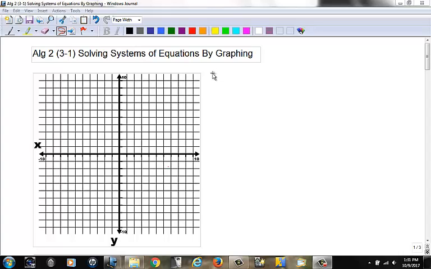Okay, this is for section 3.1, and I'm actually going to split this up, and it should be some review of what you did in Algebra 1. The first part that we're going to do is solving systems of equations, where two equations, two unknowns, we're going to solve by graphing. And am I right? You did that in Algebra 1? Where you graph lines? Okay.